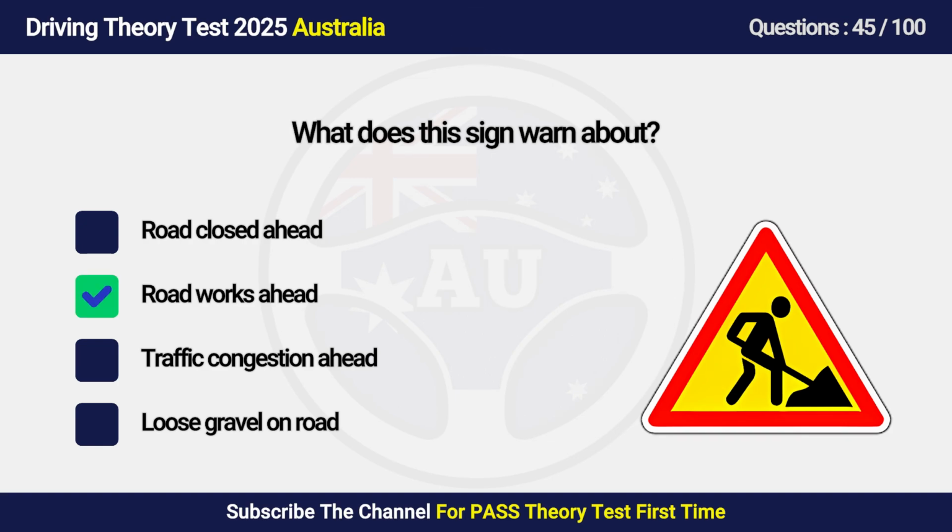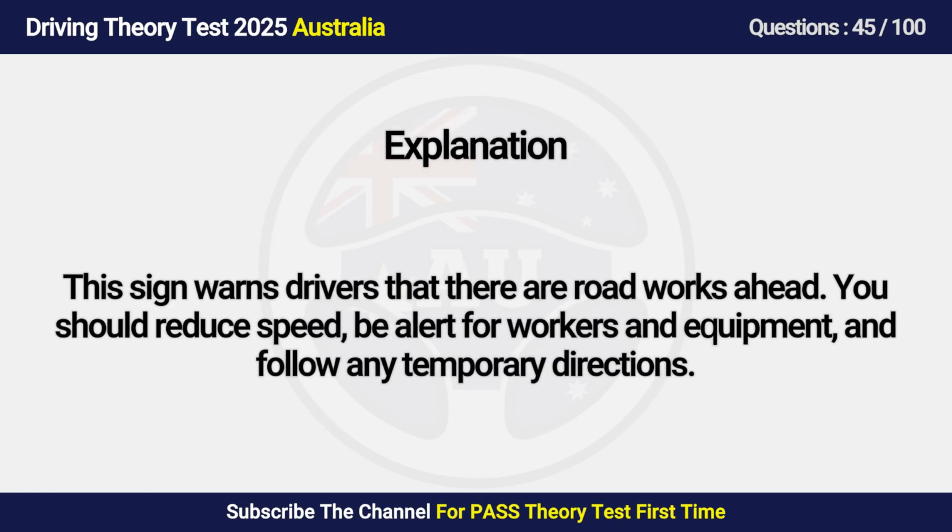Answer is B, road works ahead. This sign warns drivers that there are road works ahead. You should reduce speed, be alert for workers and equipment, and follow any temporary directions.